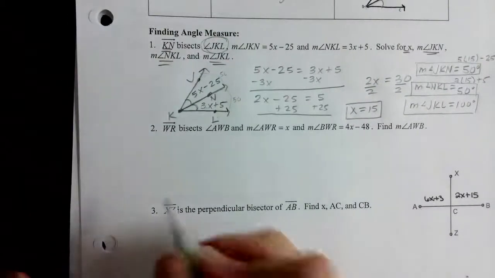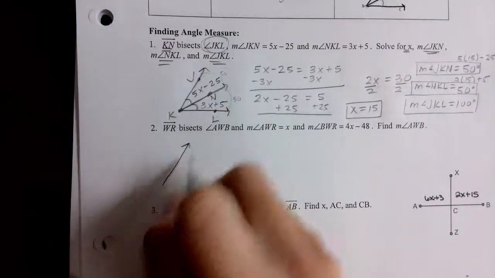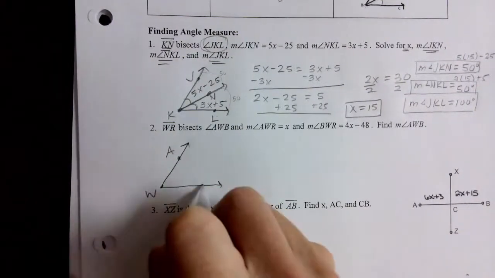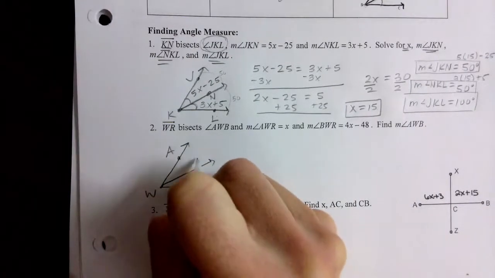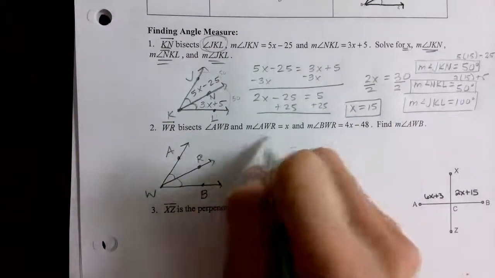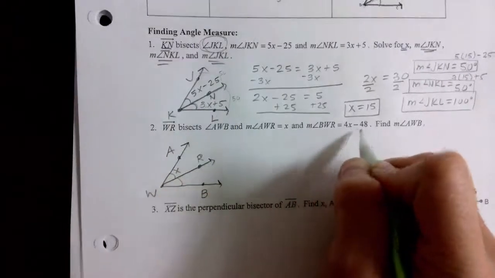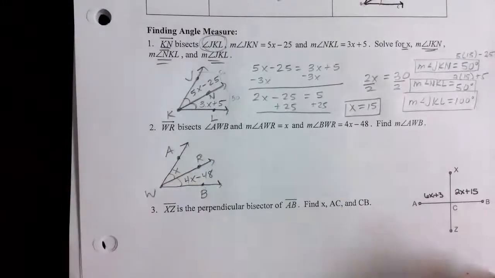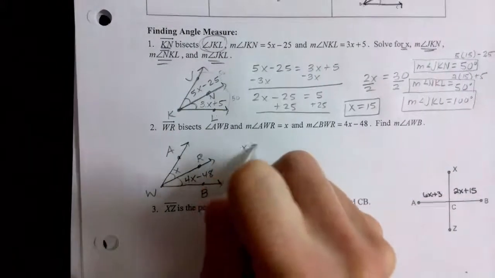Okay, similar to the last one. WR bisects AWB. Okay, so let's draw in that picture. There's my angle AWB. WR is the bisector. So what do I mark on it? Congruent angles. Okay. AWR, so angle AWR is measuring x. Angle BWR, this angle down here, is 4x minus 48. Okay. So think about it. What would you do to solve? Set them equal.